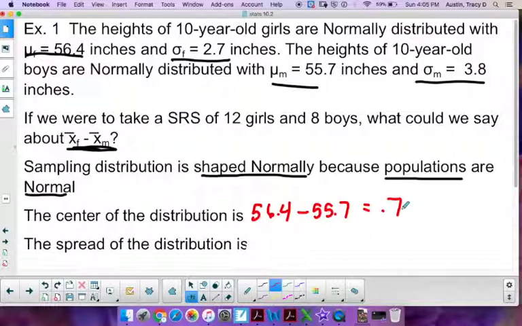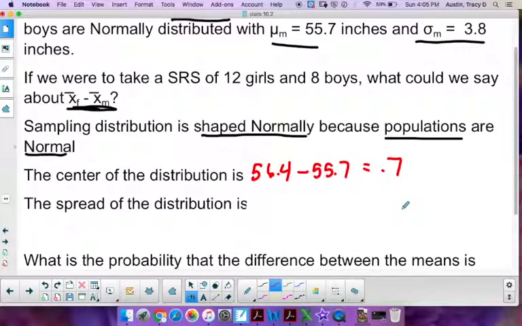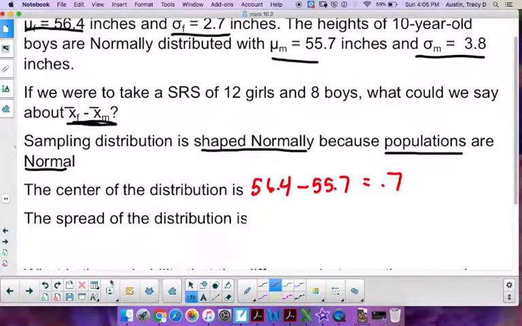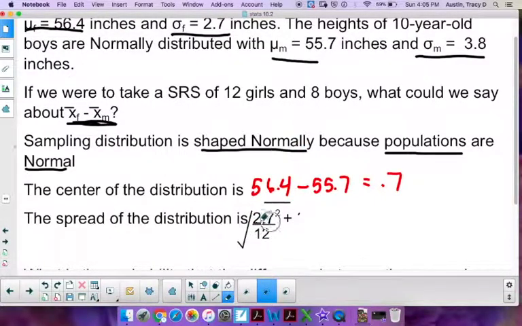Okay, so the spread of the distribution is going to get a little bit bigger. Ready? You take each standard deviation, square it, put it over its sample size, and then put the whole thing in a square root. So 2.7 squared over 12 girls, plus 3.8 squared over 8, added together all inside the big square root. Okay, and that's going to equal 1.55.